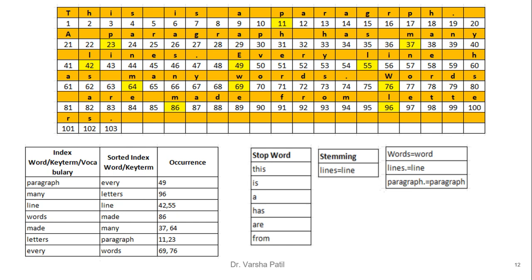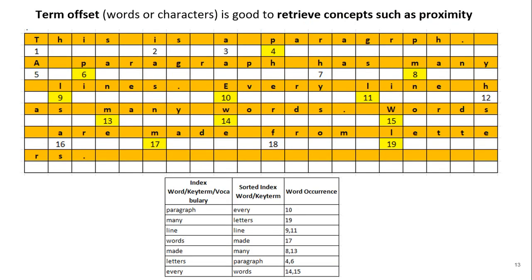Now in the inverted file index, words is equal to word, lines is equal to line, paragraph is equal to paragraph, but this is not the case for suffix arrays and suffix trees. In suffix arrays and suffix trees, lines is not equal to line. So in this way we are creating the inverted file index based on the byte offset.